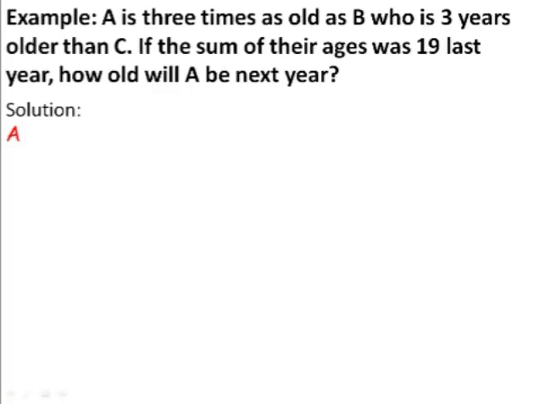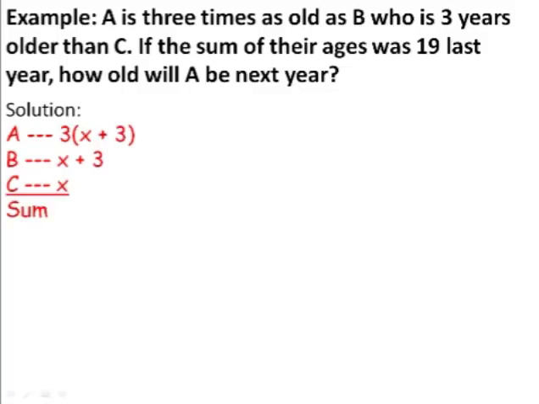Okay, we say A, B and C, C is youngest here. So let's call his age X. Now we have to notice in this question they're saying B is 3 years older than C. So it's not times, it is older. It is 3 years more than C, so it will be X plus 3. Whereas A is 3 times as old as B, so it is 3 times B, 3 times X plus 3.